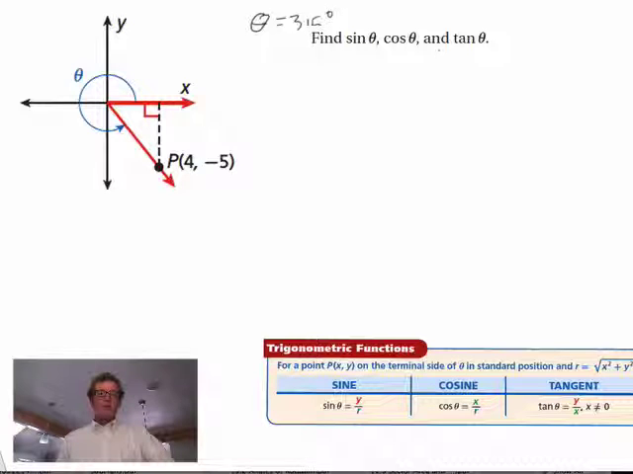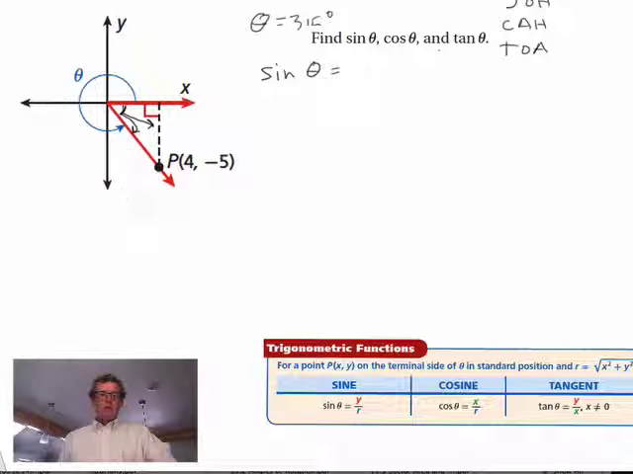So there's our to-do list. We need to find sine, cosine, and tangent. Well, we're going to set this up exactly like we did with that first example. And in this case, sine of theta is going to equal, from this area right here, the opposite over the hypotenuse. And let's give ourselves a reminder. We got SOH, CAH, and then TOA.